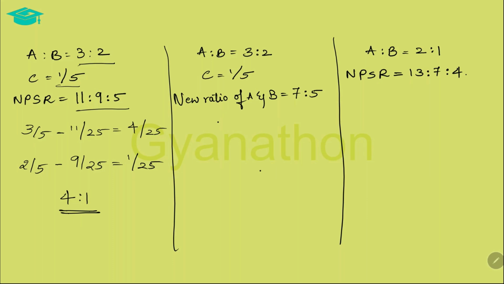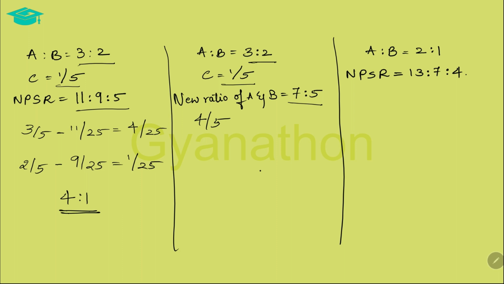If A and B share the profits in the ratio of 3:2 and take in C for 1/5 of the share, and the new ratio of A and B is 7:5, then to calculate the sacrifice ratio, we first see what is the share available to A and B after C is given 1/5 of the share. So the chunk of profits available for A and B is 4 by 5 together.